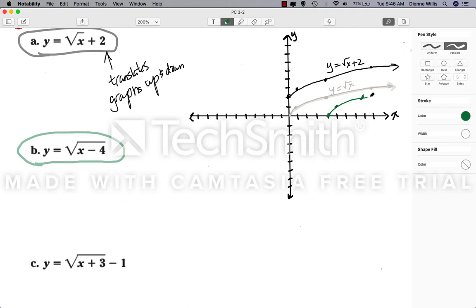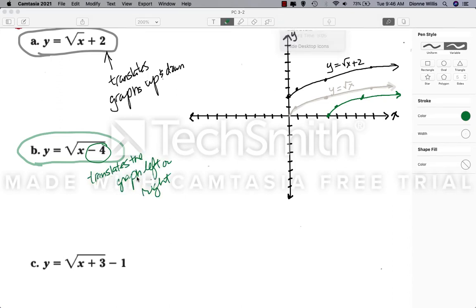Even if you were to use a table, what we're trying to do is give ourselves the opportunity not to use a table, right? So here's what I want you to observe. This number that is acting directly on x, either adding or subtracting, is going to translate our graph left or right, depending on whether or not we have a plus or a minus sign here. So this minus 4 actually shifted it to the right.